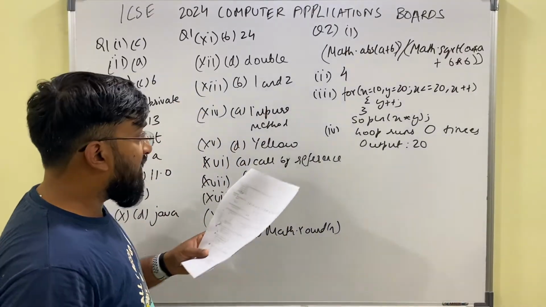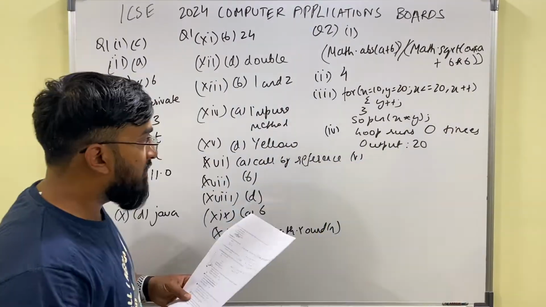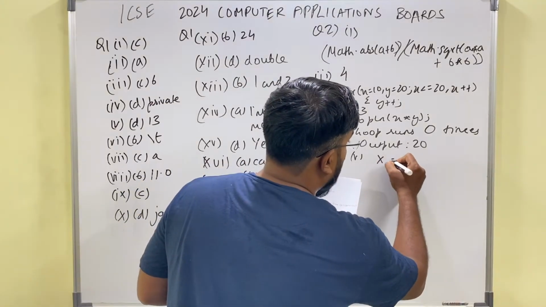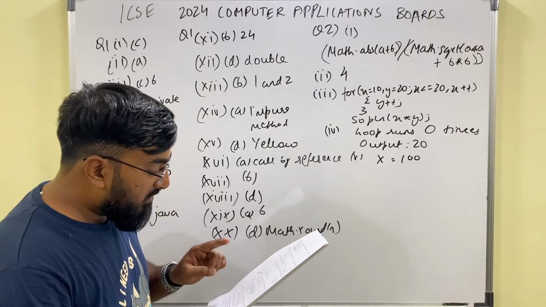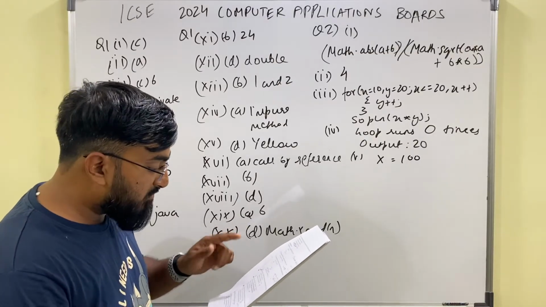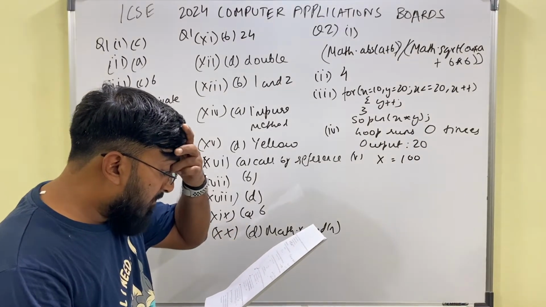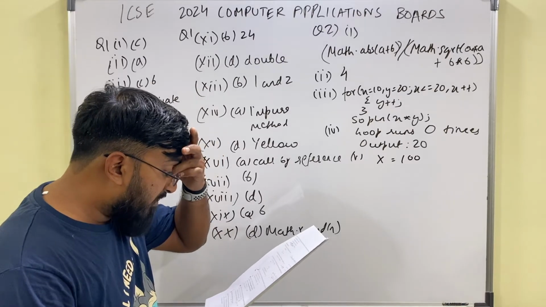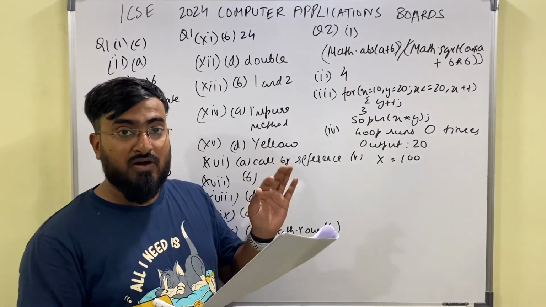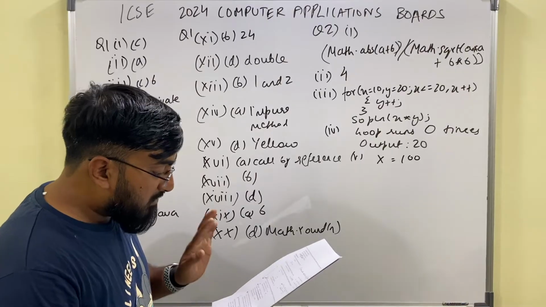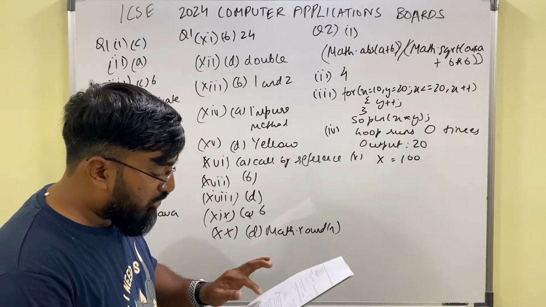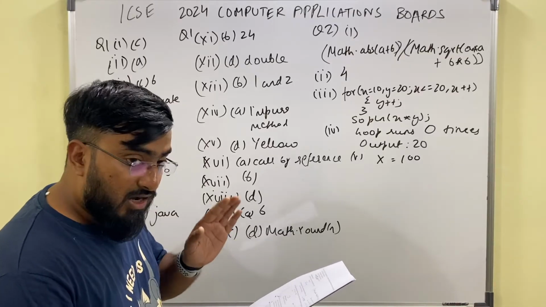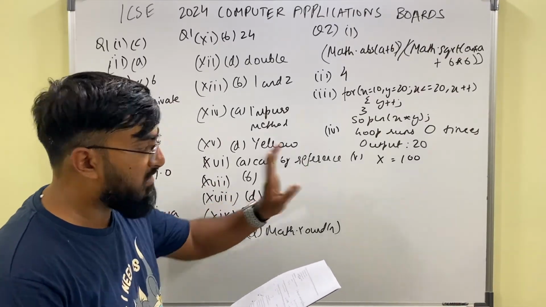Then we have part 5. The output of x is going to be 100, because Double.parseDouble will convert the strings to their corresponding double value. So d1 is 45.50, d2 is 54.50. 45.50 plus 54.50 gives you 100.0. Explicit type casting is happening when you do int x equals int of d1 plus d2, which is int of 100.0. So the value of x is 100.